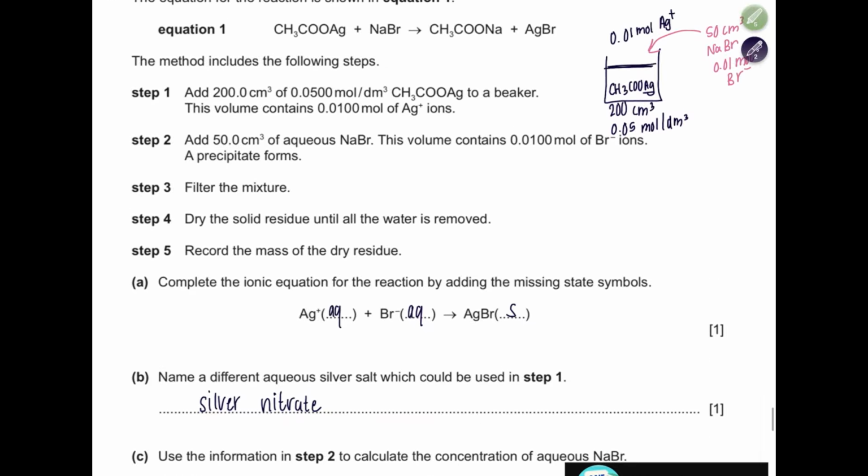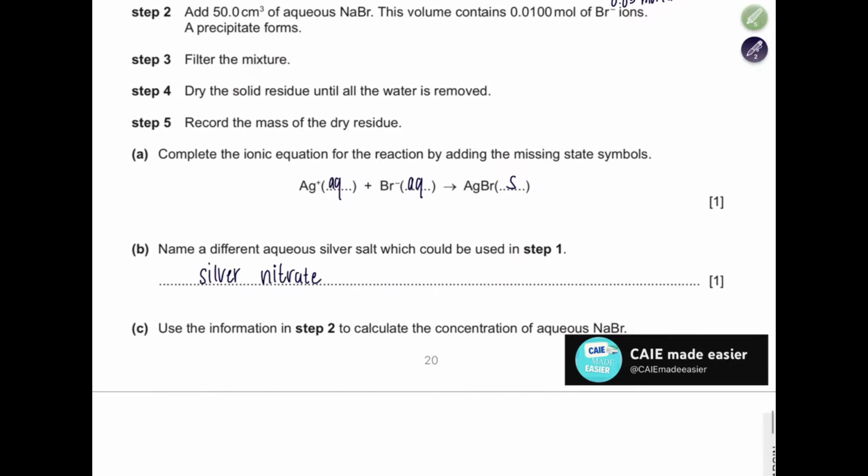So they're both allowed to react, and then filter the mixture, dry the solid residue, record the mass of the dry residue, complete the ionic equation. So in this equation, basically silver ions and bromide ions are reacting to give us silver bromide. This is a solid, so it's going to be filtered out. Now this is not moles, this is moles.